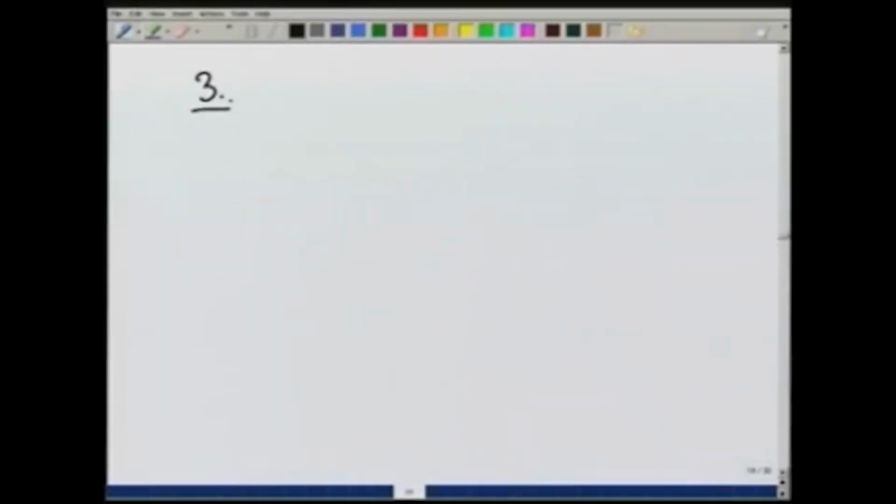Now, let us come to the third limitation of the unit hydrograph method, which we say is lack of data. What we mean by lack of data is there may be a stream or a catchment where there is no gauging station.